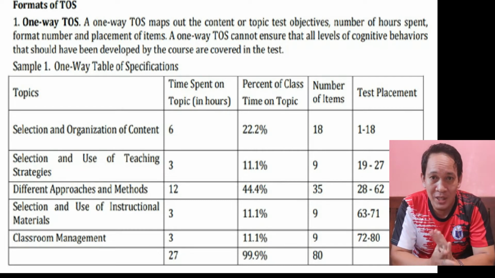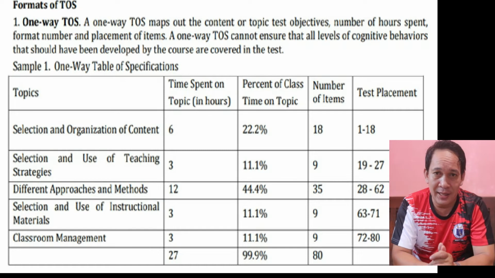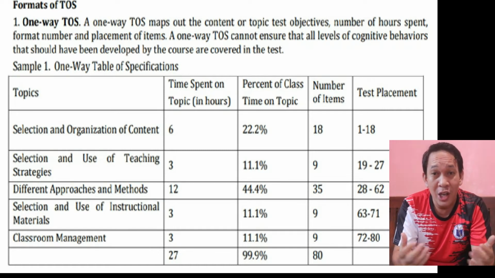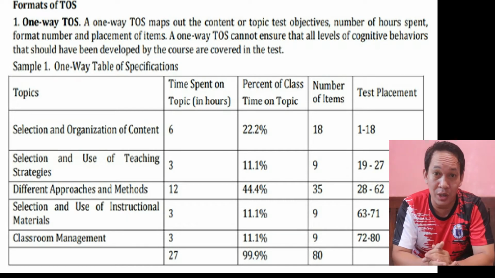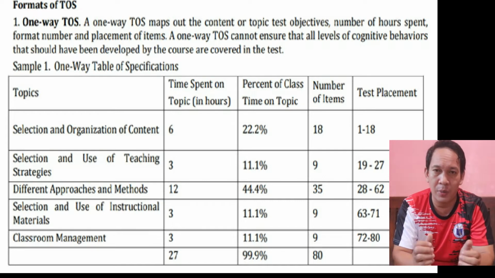Okay, clear. Next, the number of items. So as I said, you have to decide first how many items you are going to make on the test questionnaire. For example, this one-way TOS or table of specification is 80 items. So you have already computed the percent of class time. So you put 80, or if you made only 60 items, then you multiply 60 times 22.2%.